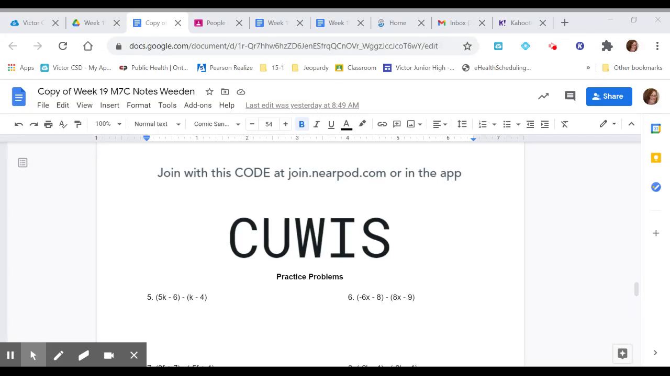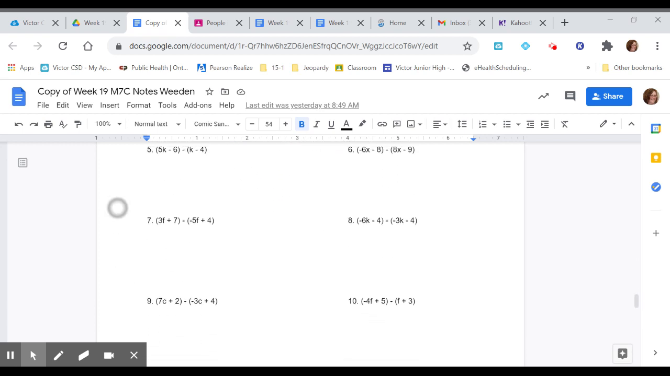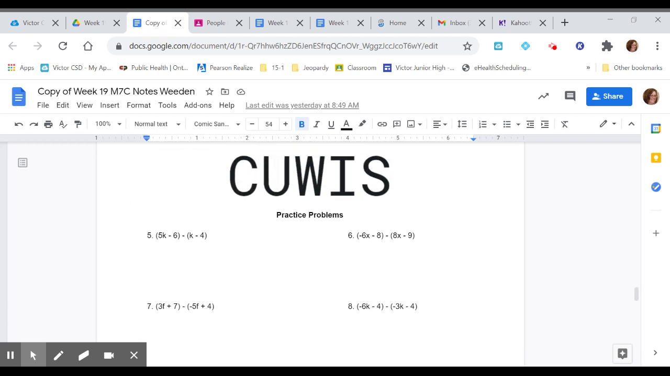So here's an explanation to the questions that were on the Nearpod. This is in your packet, the practice problems on subtraction. This is for Math 7C.